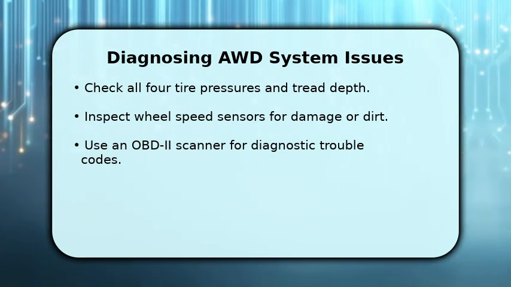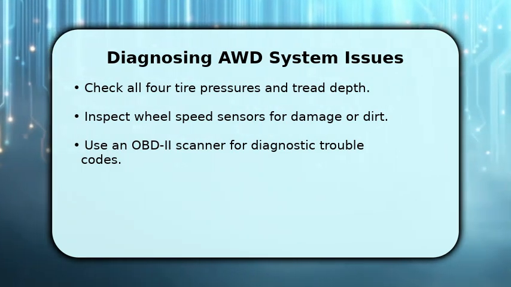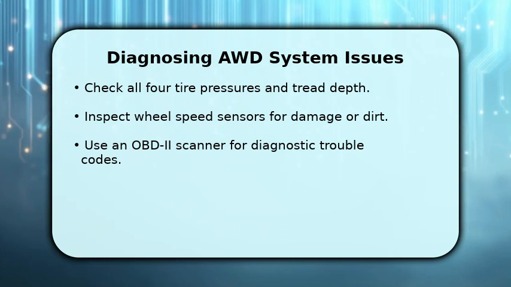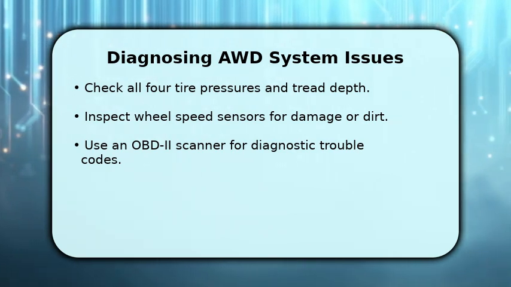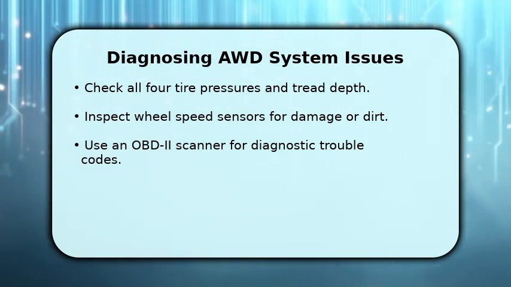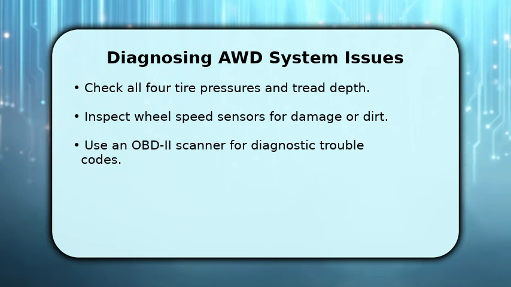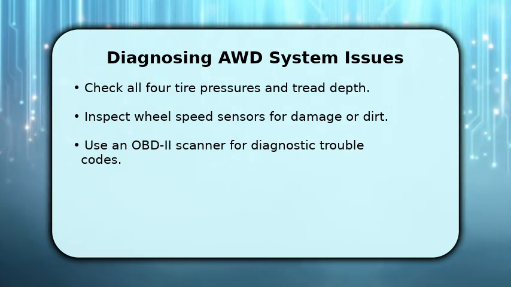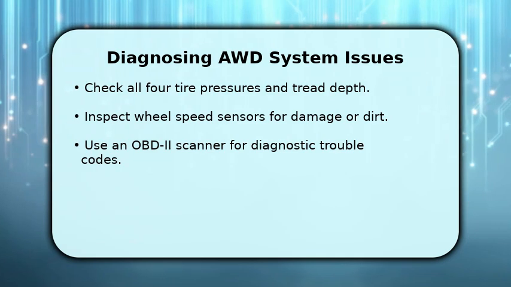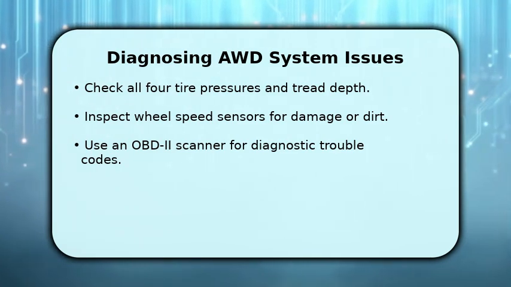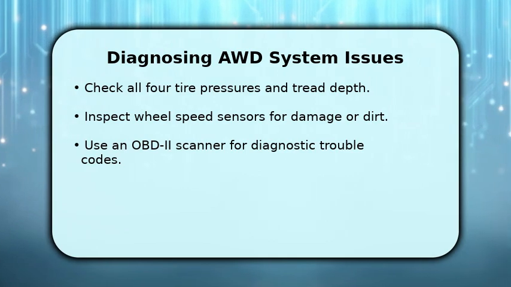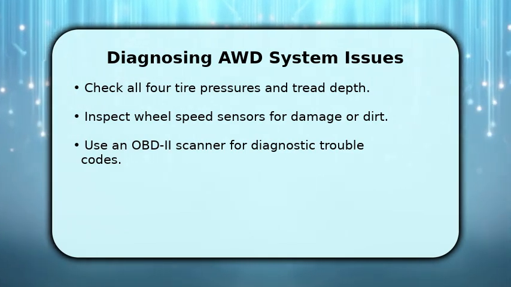Next, visually inspect your wheel speed sensors, located near each wheel, for any visible damage or debris. These sensors are crucial for the system's operation. Finally, use an AWD Roman 2 scanner to read any diagnostic trouble codes. These codes provide specific insights into what might be going wrong with your vehicle's all-wheel drive.